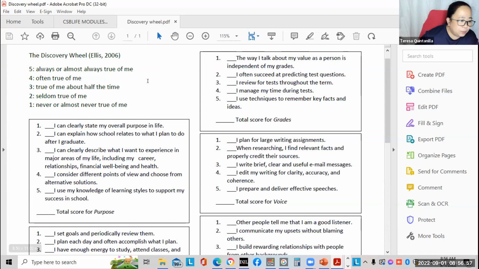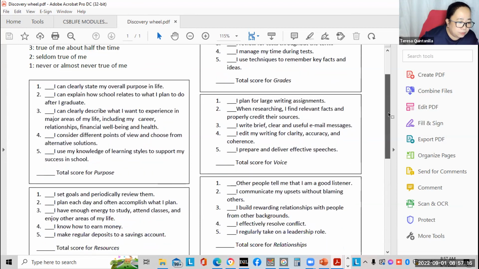After putting the number here, you have to total it. Let's say you put 5, 5 here, so 5, 5 there. The total score is 25. So you have to put the total score here, and then you have to finish all these boxes. So for the purpose, this will be your score. For the boys, this will be your score. And then for the grade.